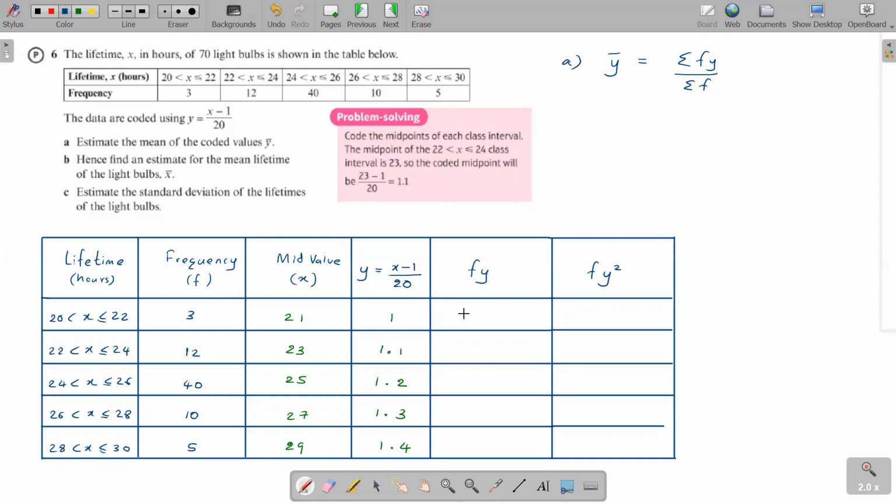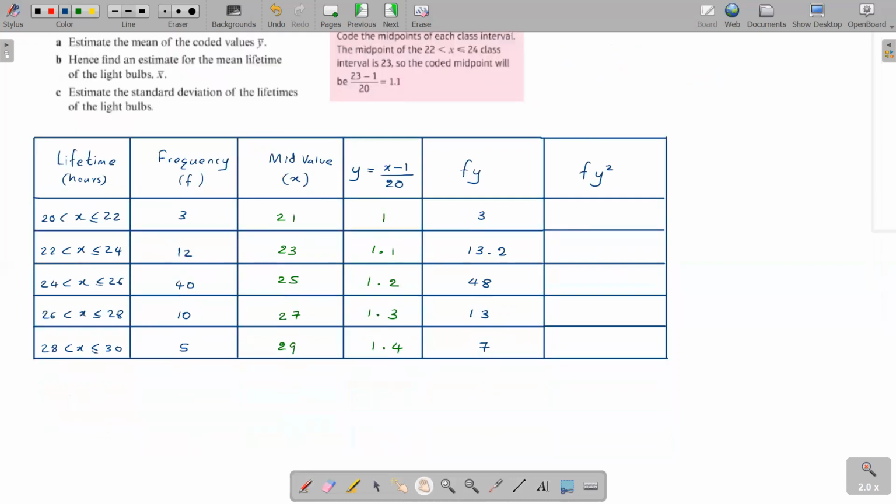So let's get Fy. Fy means you multiply frequency with the y value. Really important, please make sure you multiply the correct columns. Frequency 3 multiplied by y is 1. 3 times 1 is 3. 12 times 1.1 is 13.2. 40 times 1.2 is 48. 10 times 1.3 is 13. 5 times 1.4 is 7.